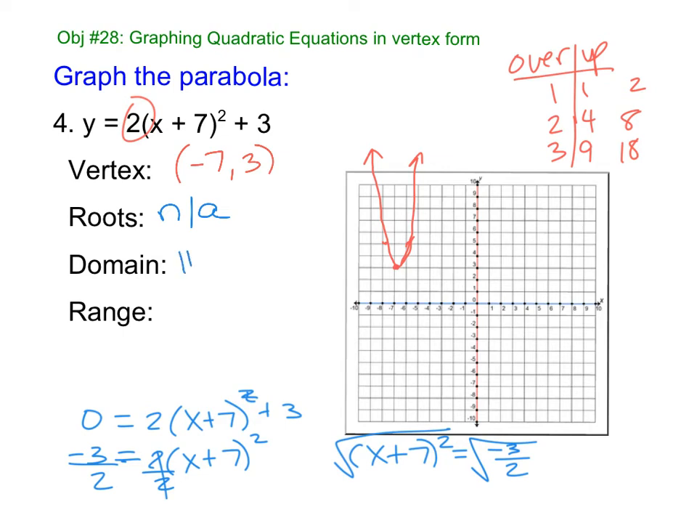Again, the domain is all real numbers. What is the range? What's the biggest and the smallest y value? Well, my smallest y value is right here, 3. So 3 to infinity, or y has to be greater than or equal to 3. And it's always just the y value of the vertex, right?